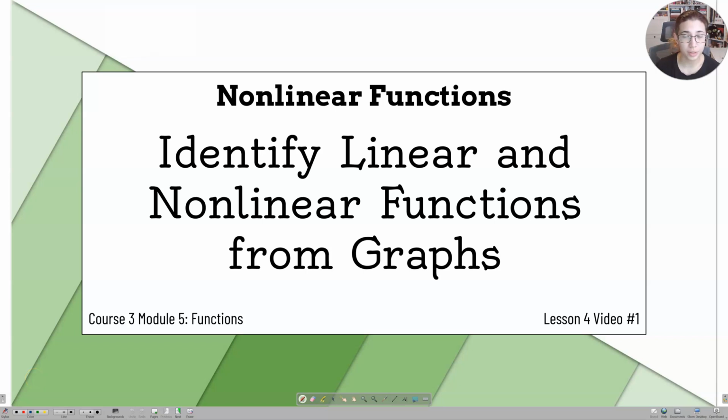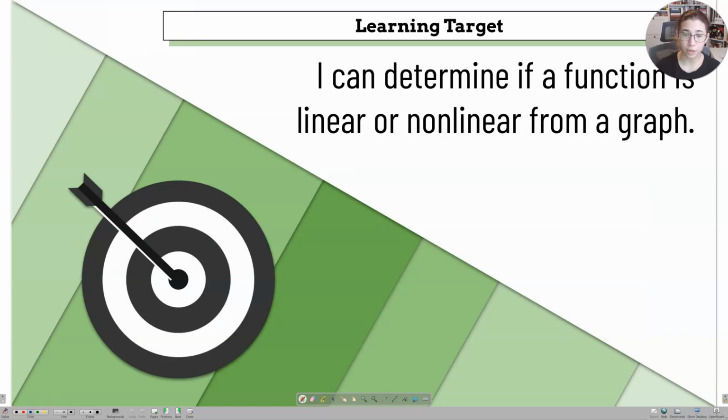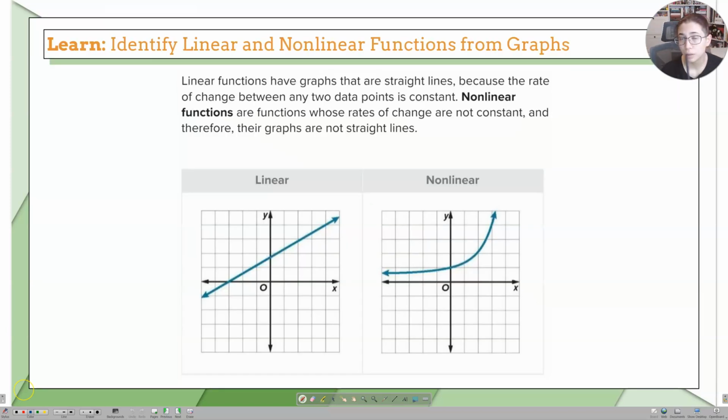Hello, mathematicians. In today's video, we'll be identifying linear and nonlinear functions from graphs. By the end of today's video, you should be able to say, I can determine if a function is linear or nonlinear from a graph.